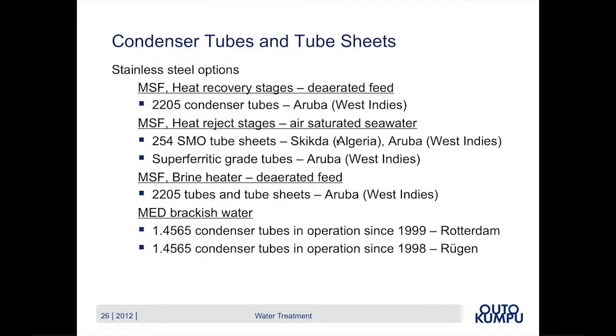There have been several examples of stainless steel being used in condenser tubes and tube sheets. 2205 in the condenser tubes in the heat recovery stages of the Aruba plant in the Dutch Antilles, as well as in the brine heater, and highly alloyed ferritic grades in the heat reject stages.